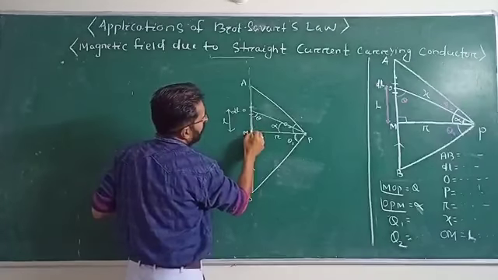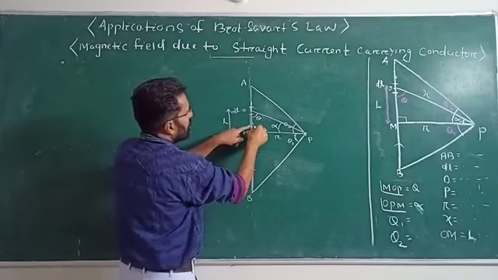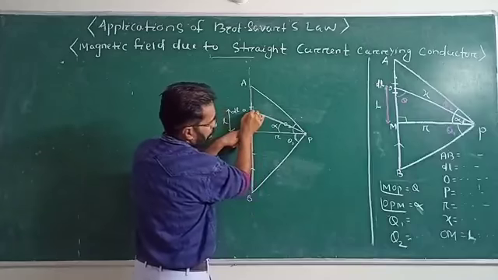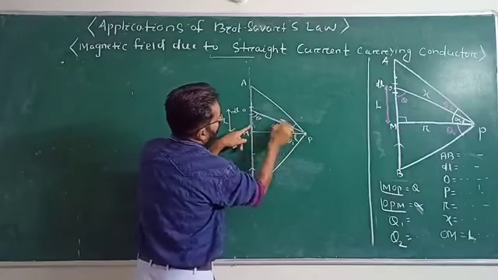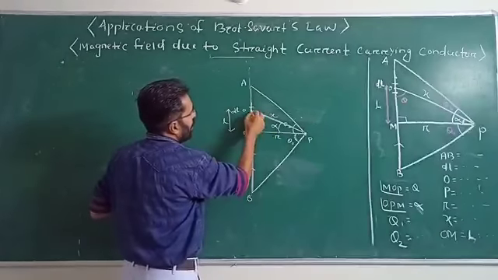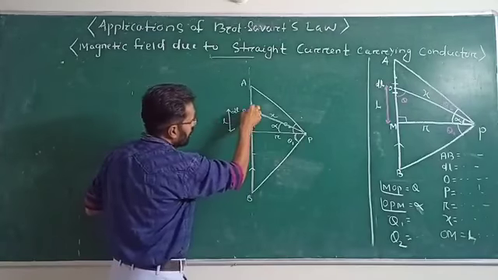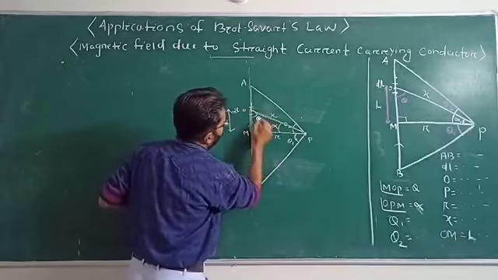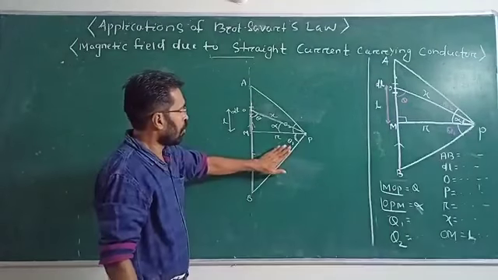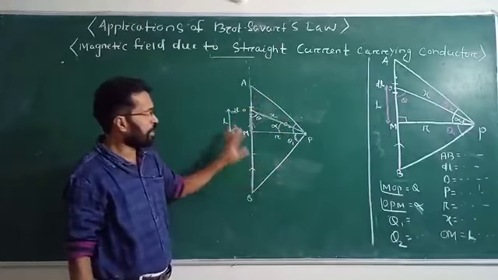This is the direction of current, and this is the distance from the midpoint, that means from the small section to point P, and the distance is taken as X. And the angle between this distance and the direction of current is taken as theta. Okay, students. So you know all about the picture. This is all about the picture.